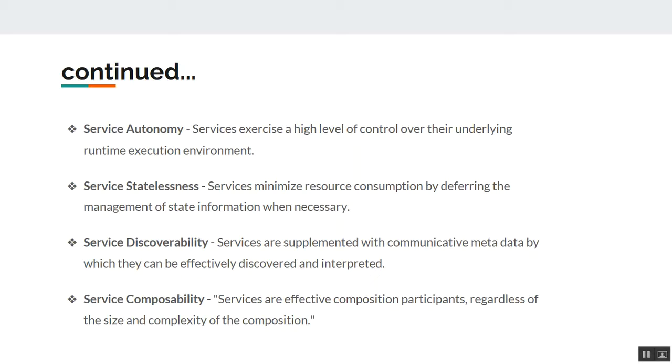And the next principle is service composability. Services should be effective composition participants, and this requires an effective means of decomposing a solution logic and repeatedly recomposing it so that we can solve some new problem.